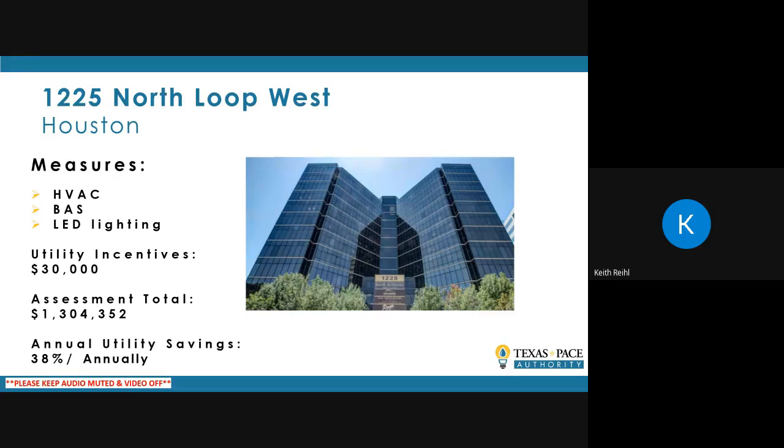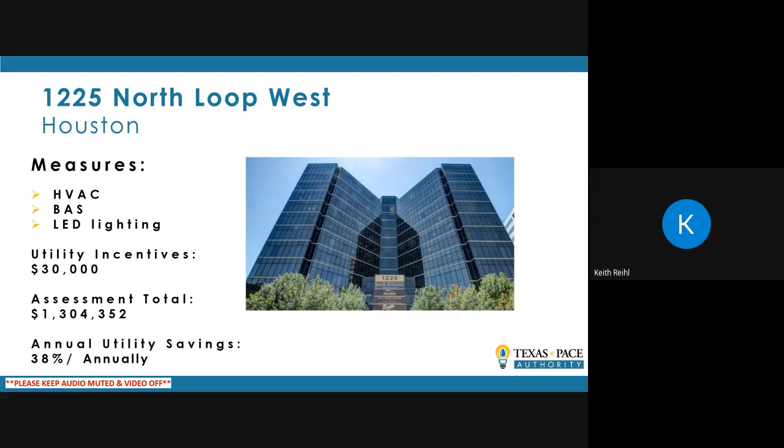The assessment total was $1.3 million, as mentioned. It was saving about 38% annually. And so this was an important part of them filling up the building and optimizing return on investment for purchasing the building. So those utility savings were a really, really good thing. So interesting project. Again, still working, all the LED lighting.